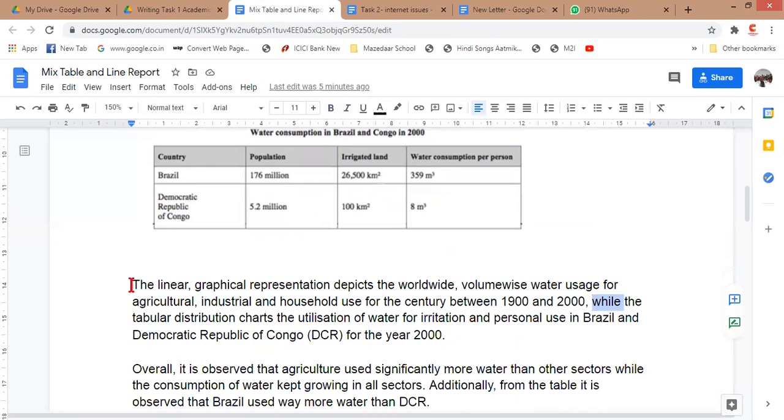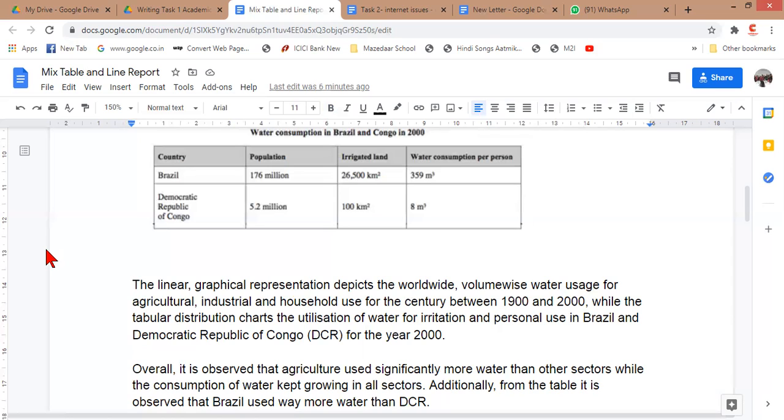Can you read this thing? How it starts? Start. Yes, the linear graphical representation depicts the worldwide volume-wise water usage for agriculture, industrial, and household use for the century between 1900 and 2000, while the tabular distribution charts the utilization of water for irrigation and personal use in Brazil and the Democratic Republic of Congo for the year 2000.